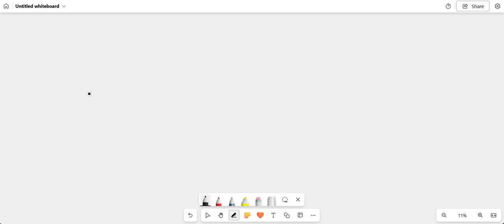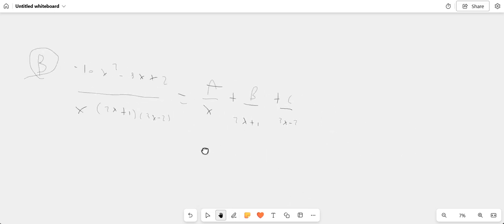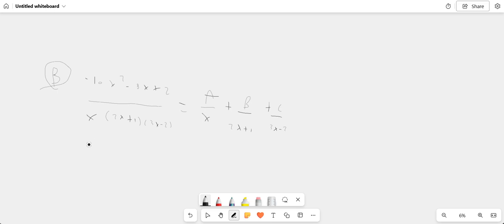Alright, part B. That's minus 10x squared minus 8x plus 2 over x open bracket 2x plus 1, 3x minus 2, yeah? Alright, so A over the first one, so A over x plus B over 2x plus 1 plus C over 3x minus 2. Cool. So now combine it. So obviously times everything up above. So I'm just going to write it straight up again to save time. So minus 10x squared minus 8x plus 2.